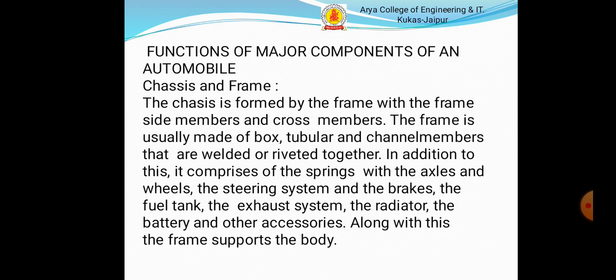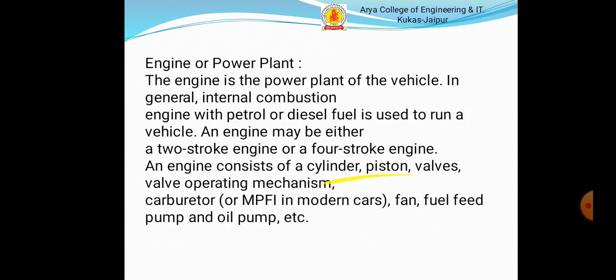Function of major components of an automobile. In this topic, the first part is chassis and frame. The chassis is formed by the frame with the frame side members and cross members. The frame is usually made of box, tubular and channel members that are welded or riveted together. In addition to this, it comprises the springs with the axles and wheels, the steering system and brakes, the fuel tank, the exhaust system, the radiator and battery and other accessories. Along with this, the frame supports the body.